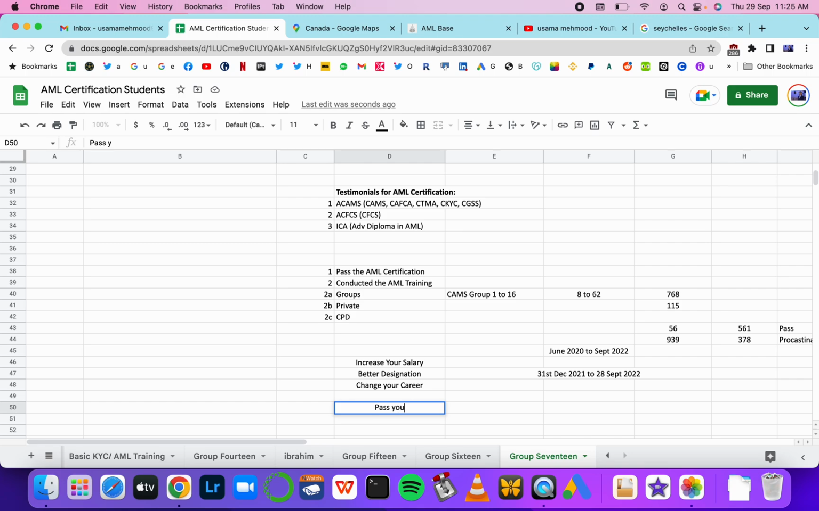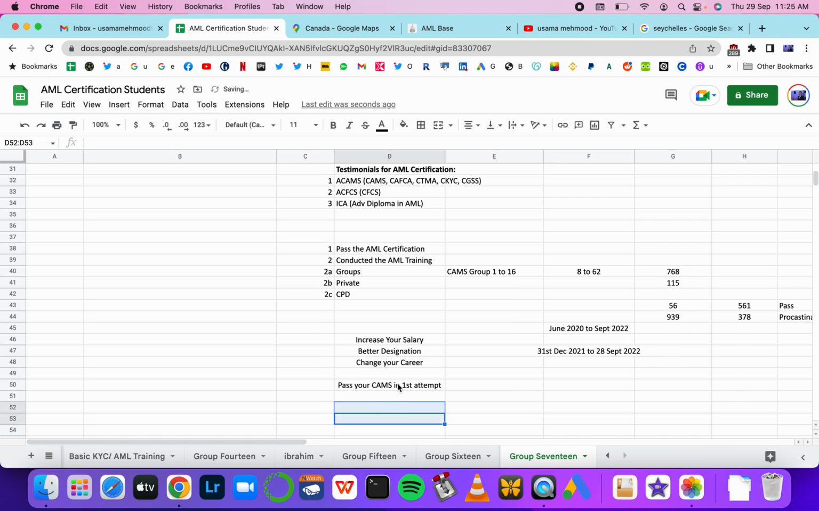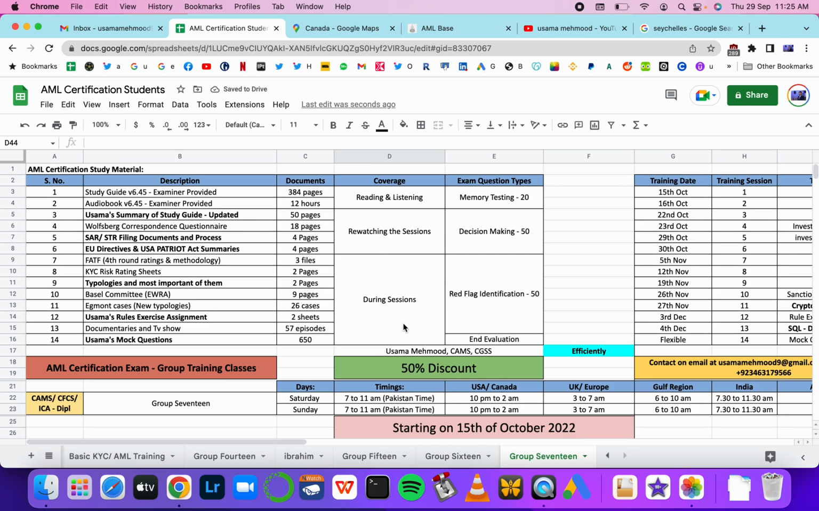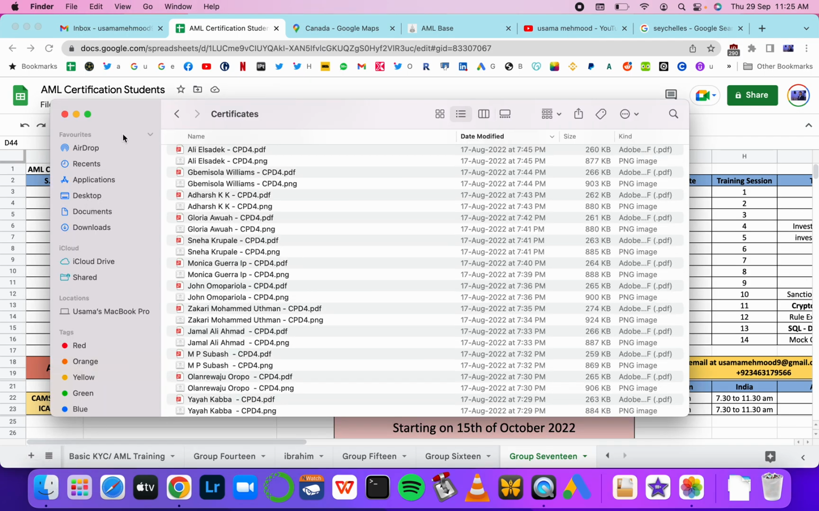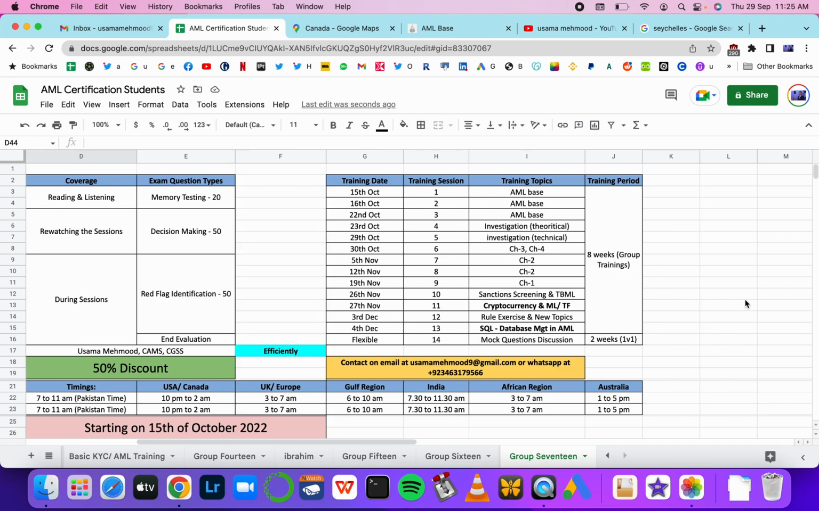That's the important part. Pass your CAMS exam, your CFCS exam, or ICA diploma in the first attempt, so you do not have to pay more money again to retake the examination and spend 30 days again. If you want to avoid that, and you want to learn technical things with the latest course, which we use to pass the exam properly, note that in only 4 of the 14 training sessions I use the material provided by the examiner, ACAMS, CFCS or ICA. The other 10 are outside of that and give you technical knowledge.